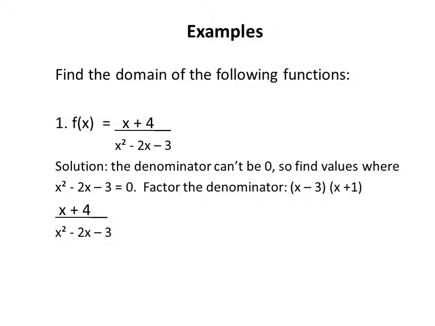So here the domain, and if you look at the bottom of this slide, this is one of a couple of ways that we write the domain. This is called the set builder notation: the set of all x such that x is not equal to 3 and x is not equal to negative 1. That means if I plug in 3 into that equation, I'm going to get a 0 in the denominator, which is not acceptable.